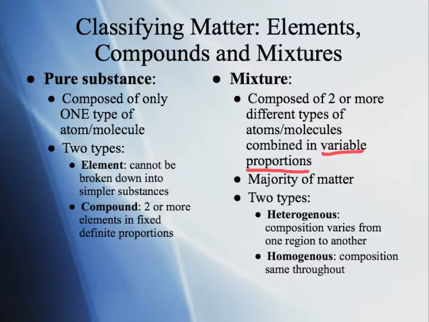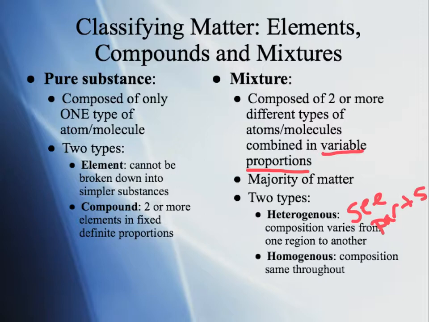Heterogeneous means the composition varies from one region to another. One way we can think about heterogeneous is that you can see the parts of the mixture. If we think about a taco, with the shell and the meat and the cheese and the lettuce and the tomato and the sour cream and the little hot sauce on top, that is a mixture because it's made up of different types of molecules combined in variable proportions. And you can actually see the parts. The shell is different from the meat, which is different from the lettuce, and so on. So if you can see the parts of the mixture, then we call that a heterogeneous mixture.